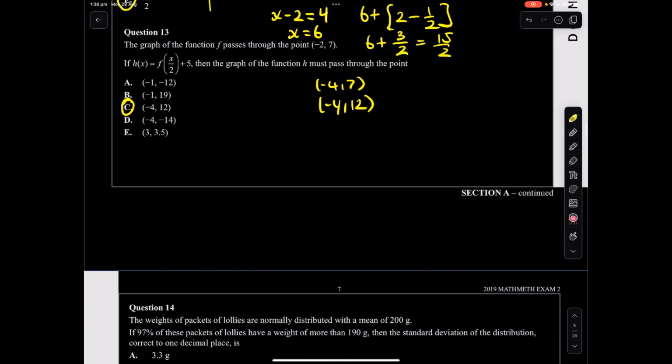Dilation by a factor of 2, so it gets multiplied by 2. Because here they trick you. You think it's half, you just shove the negative 2 into the function, blah, blah, blah. But that's wrong. Remember, it's a dilation by a factor of 2.